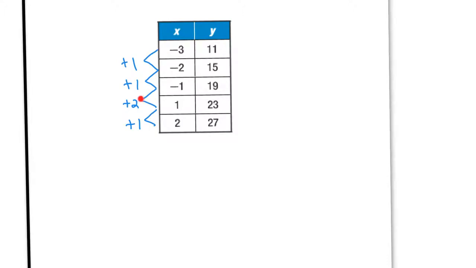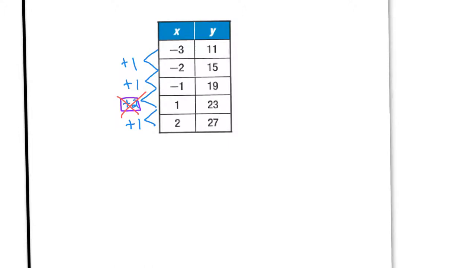Now the only problem is this value right here. Since the x differences are not the same every time, we have a number that is different, that 2. That means that this table is not linear.